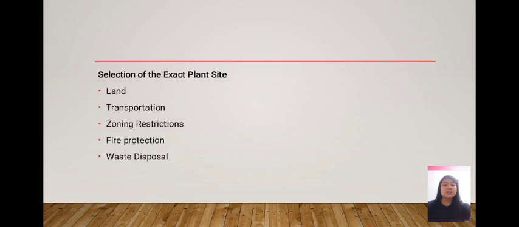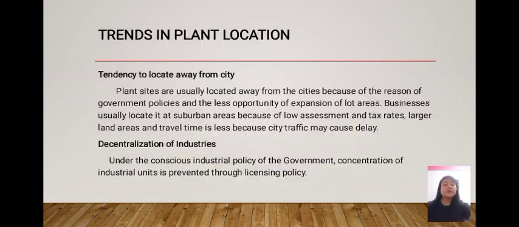The third one is selection of the exact plant site. Ang kailangan naman natin consider is the land, transportation, zoning restrictions, fire protection, and the waste disposal. This is very important to consider in building a business because this is for our protection and safety while we're in a business location. Next is trends in plant location.